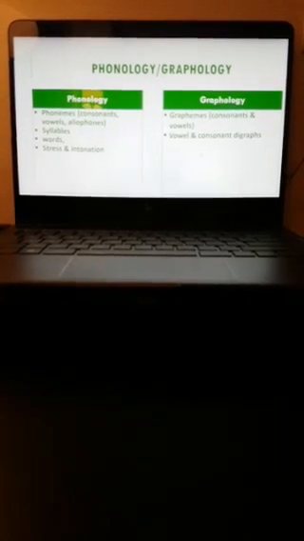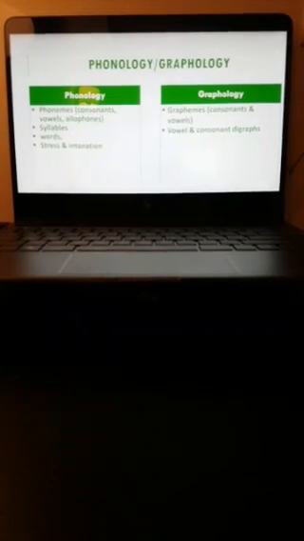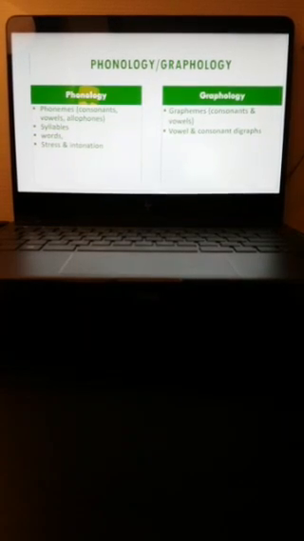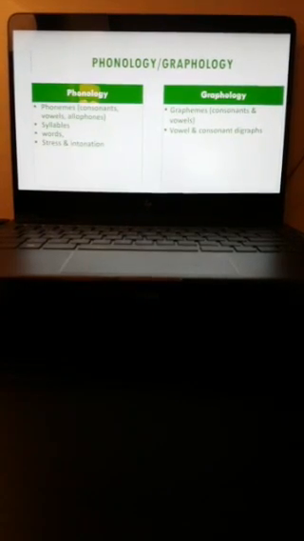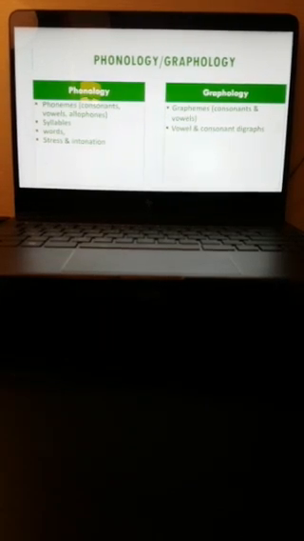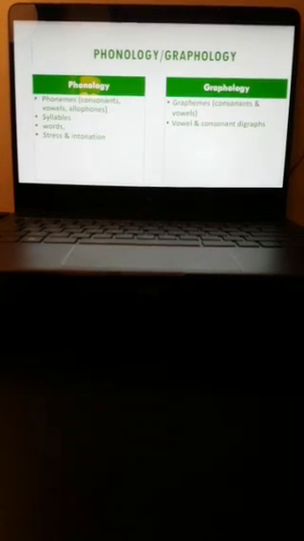Now, I move on to the language elements. And here I have two, the spoken and the written. Phonology refers to the spoken part and graphology to the written part. So phonology means the phonemes, consonants, vowels, allophones, syllables, words, stress, intonation, and so on. We talked about them. Graphology means the graphemes, and here we have written symbols, the letters, the graphemes, and they can be consonants, vowels, vowel digraphs, or consonant digraphs.